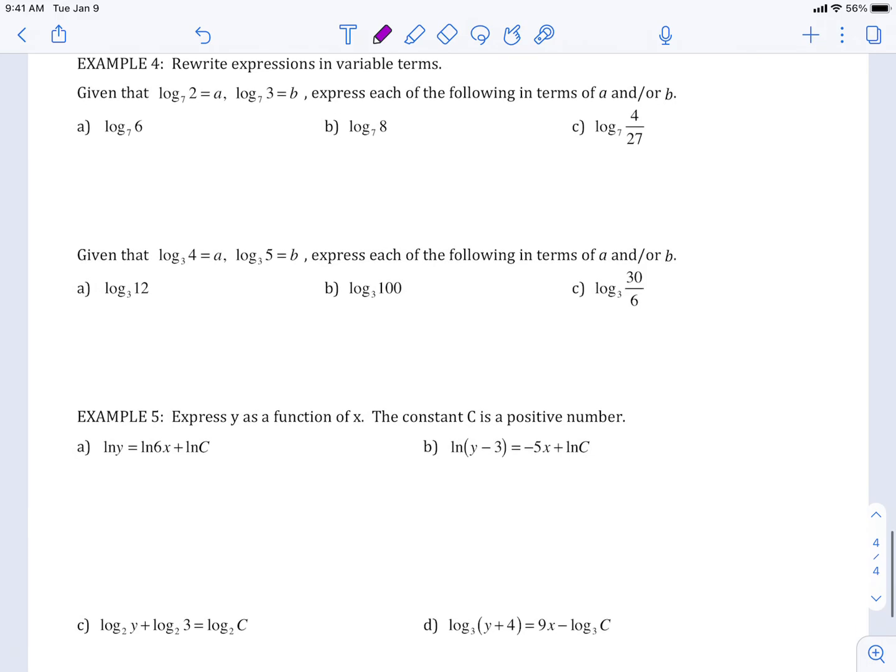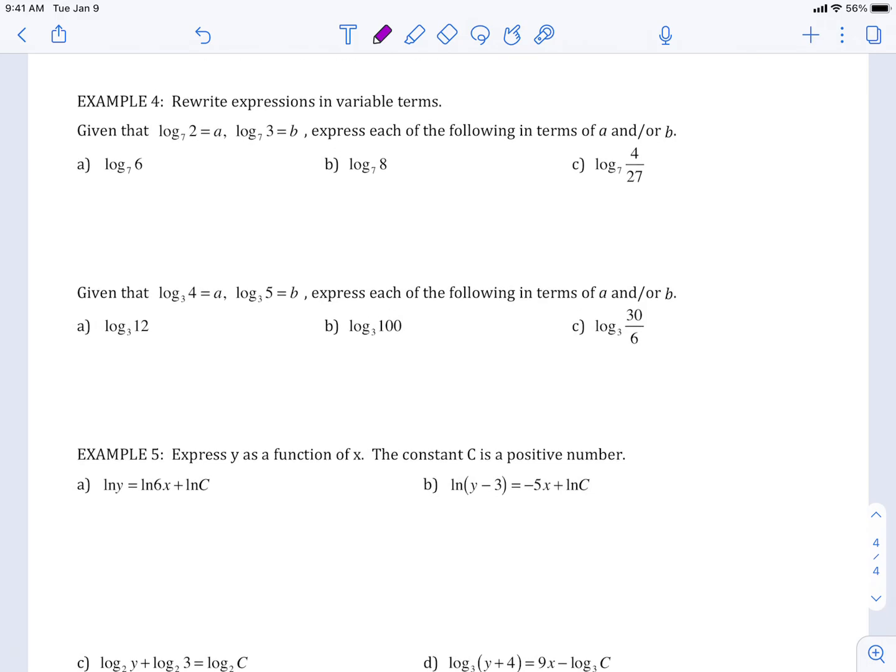And the last thing here, I love these kind of problems. They're like riddles, like I think picture the Enigma machine in World War II, where you have to rewrite it in a separate language here. So they're saying log base 7 of 2 is a and log base 7 of 3 is b, and you're going to write these in terms of a or b.